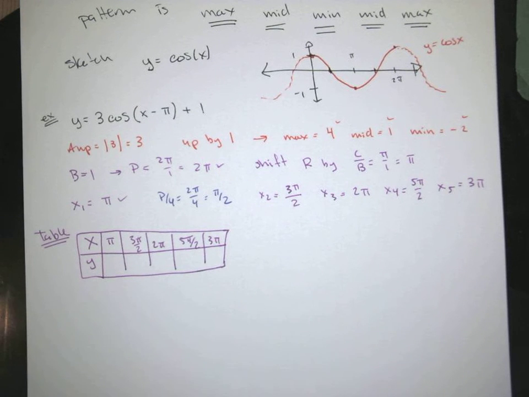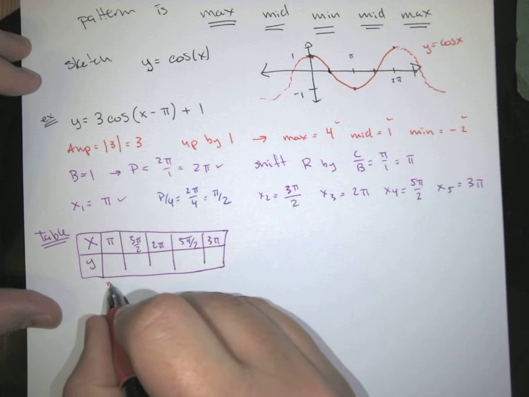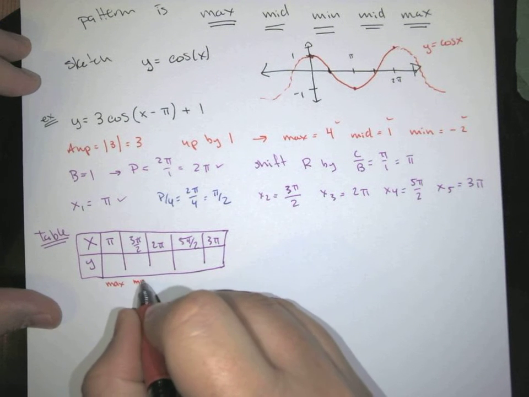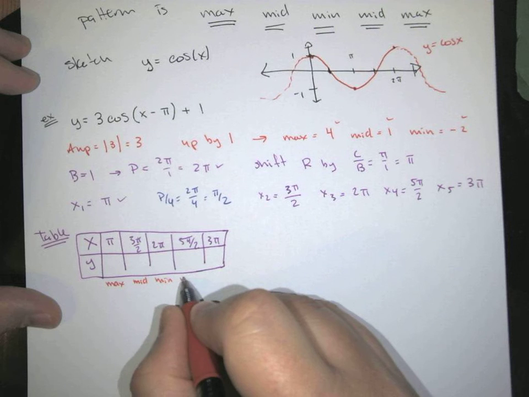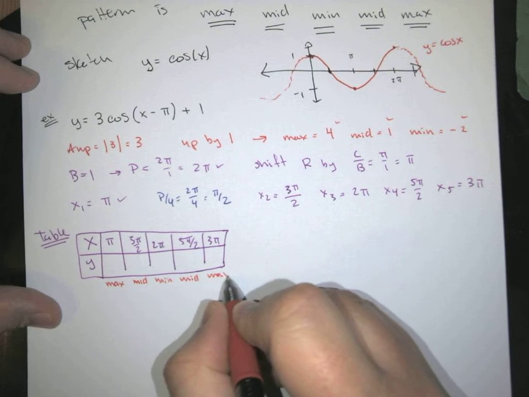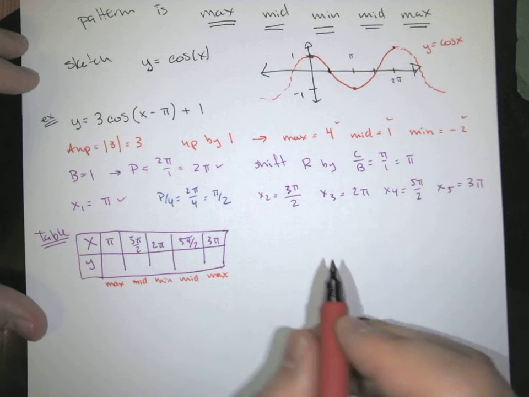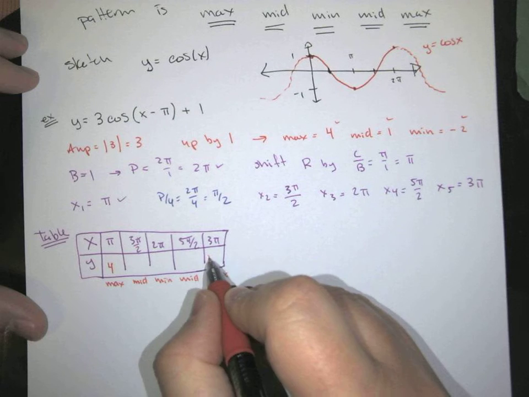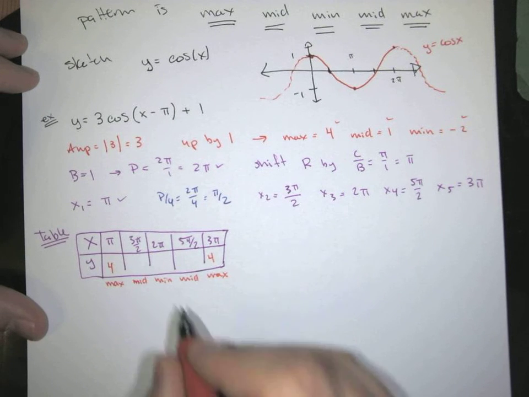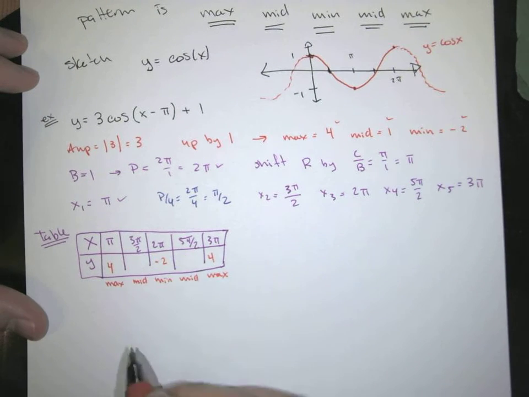So really the only thing that's unique to this that we didn't already do with a sine curve is the pattern. So again, we start at the max, then the middle, then the minimum, then the middle, and then we end at the max. So what were those values? The max is 4, so 4 and 4 at the end. Our minimum in the middle is -2, and then the midpoint here, +1, right?